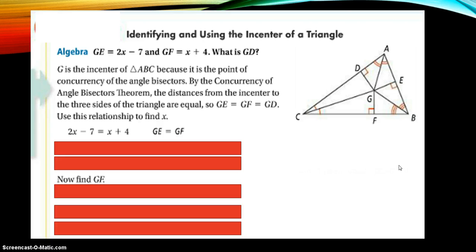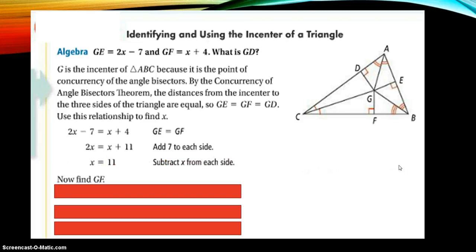So 2x minus 7 is equal to x plus 4, and then we're going to start solving this as an equation. Decide how you want to move things around. I'm going to start by moving the 7 to the right-hand side to get 11, and then I'm going to move the x over by subtracting the x from both sides, and I end up with x is equal to 11.